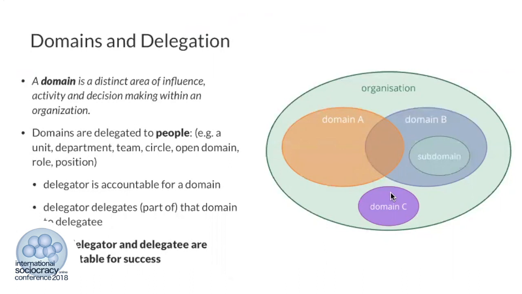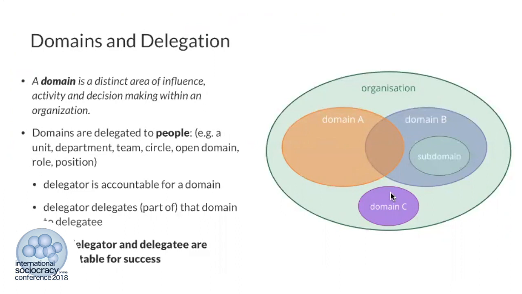There are many ways out there of delegating domains to people. What's important is there are two roles. There's a delegator, the person or the group who's responsible for a domain, and the delegatee, who takes over this responsibility from the delegator. And both the delegator and the delegatee are accountable for the success of the delegation. You can't say, I delegate this to you and now it's your accountability and I don't care anymore about it. In the end, when it turns sideways, both the delegator and the delegatee are responsible for the success.